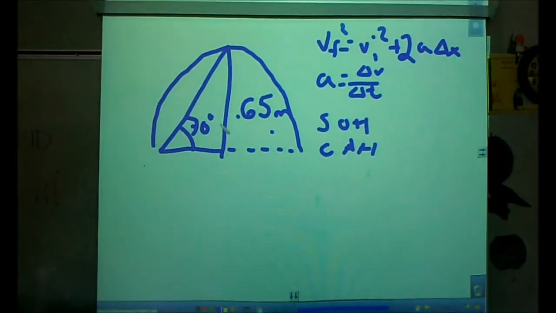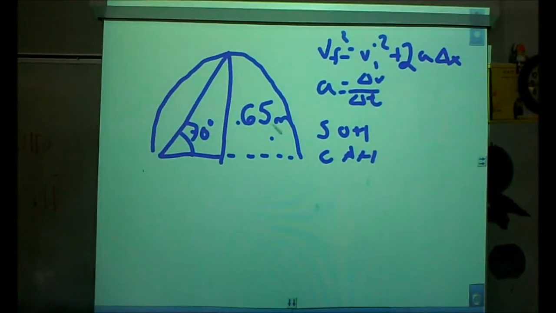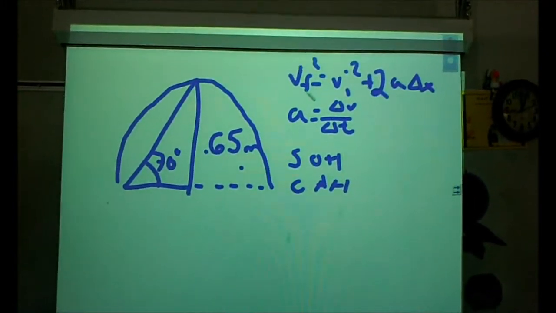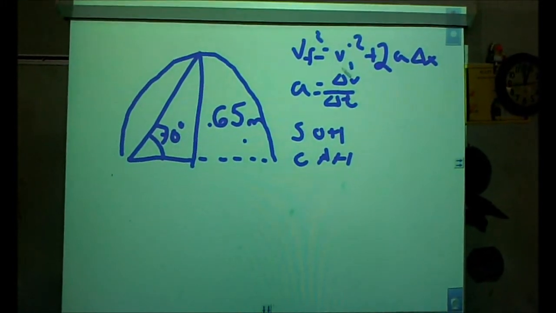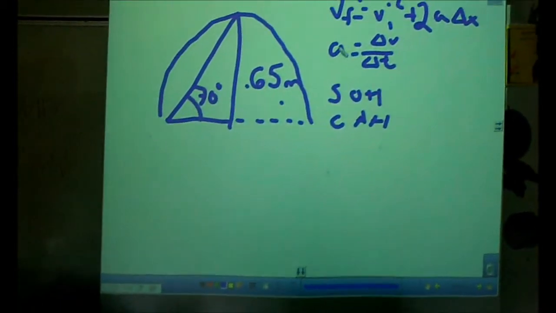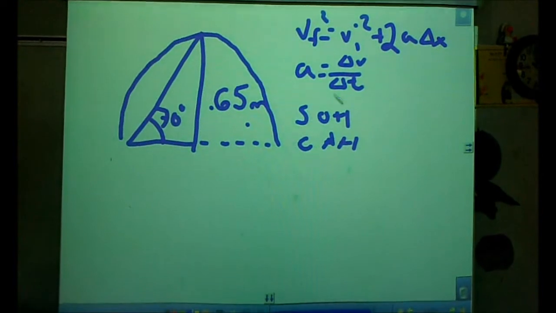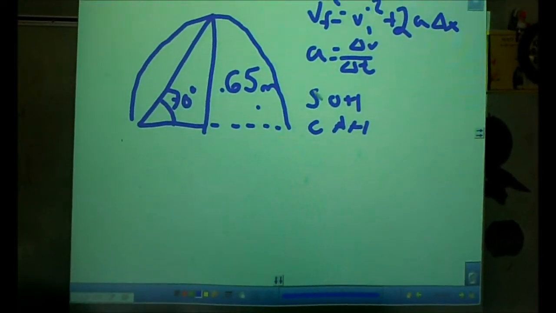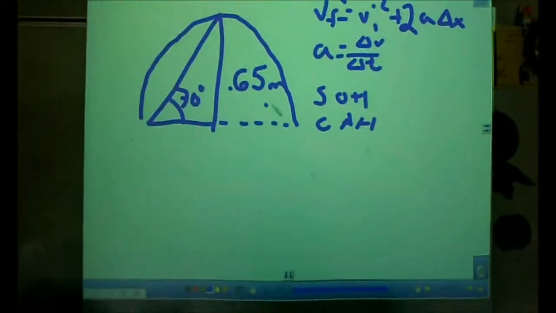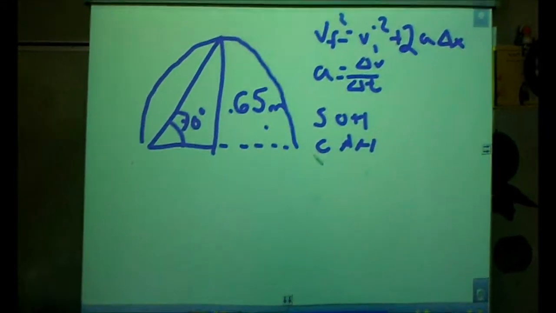To solve this problem, you have the angle of 70 degrees and the height of 0.65 meters. The formulas that you need to use are Vf squared equals Vi squared plus 2a delta x. Also, acceleration equals delta v divided by delta t. You would also need to use SOHCAHTOA to get the measurements of the other sides of the triangles.